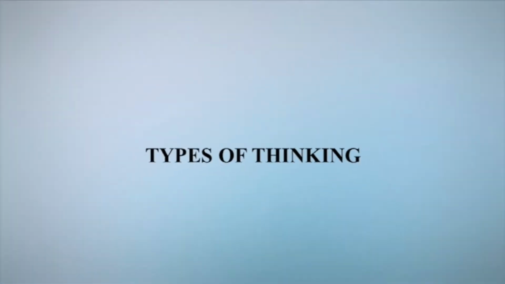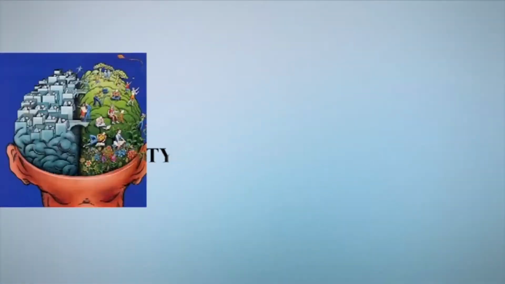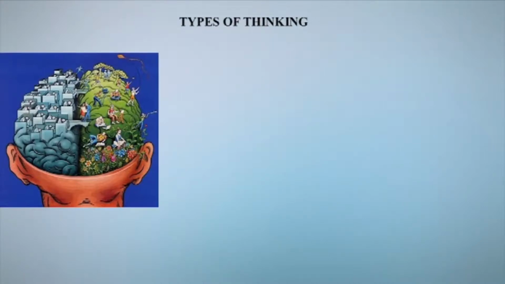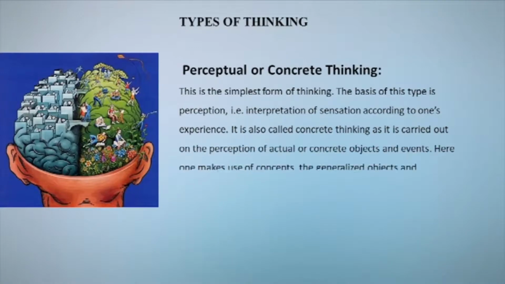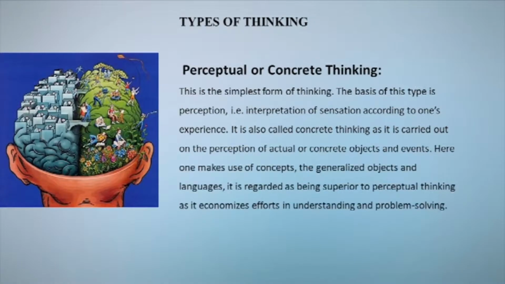Types of thinking. Thinking can be classified into different types. Perceptual or concrete thinking is the simplest form of thinking. The basis of this type is perception, that is, interpretation of sensation according to one's experience. It is also called concrete thinking as it is carried out on the perception of actual or concrete objects and events. Here, one makes use of concepts, the generalized objects, and language. It is regarded as being superior to perceptual thinking as it economizes effort in understanding and problem solving.